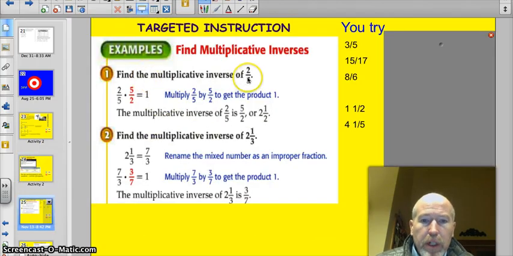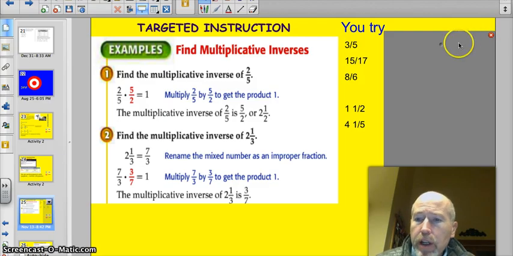Here, find the multiplicative inverse of 2/5. Well, if you flip the fraction, it's 5/2. That's the multiplicative inverse. If I multiply those together, 2 times 5 is 10. 5 times 2 is 10. By flipping them and multiplying, you always have the same two numbers on the top and the bottom, so of course you're always going to get 1. Let's just have you try these three right here. Go ahead and find the multiplicative inverse of 3/5 and so on.